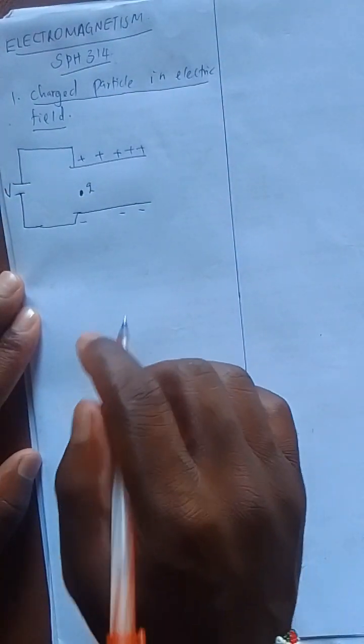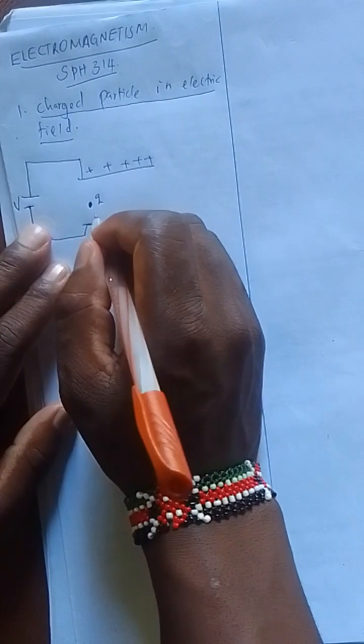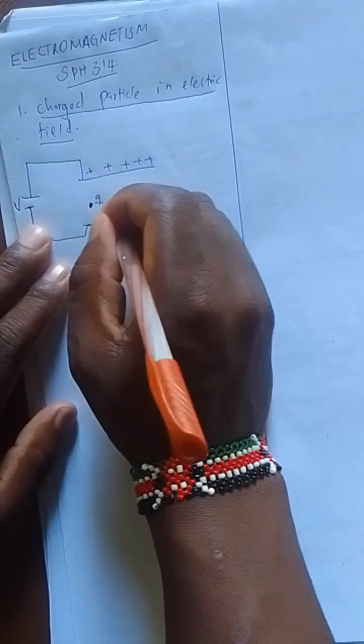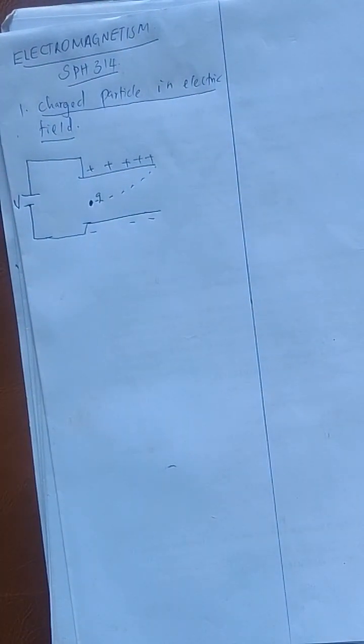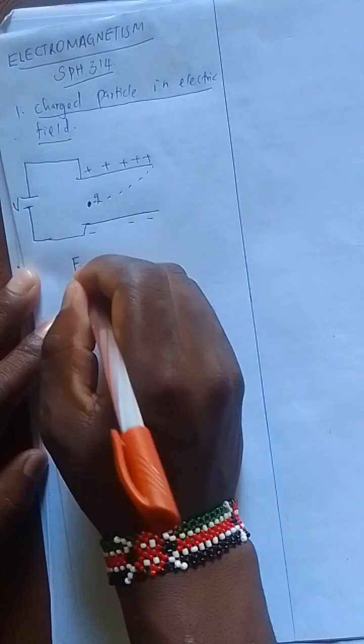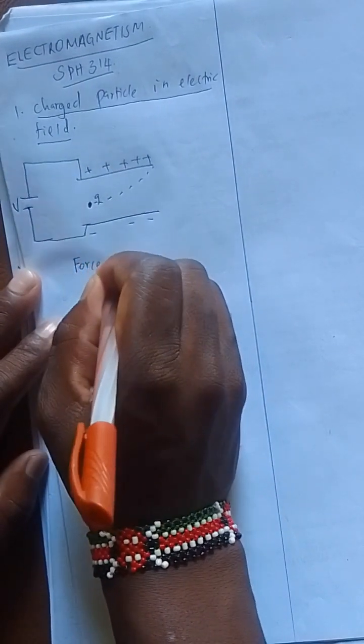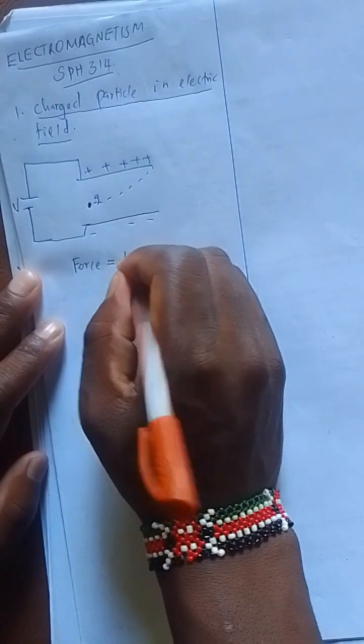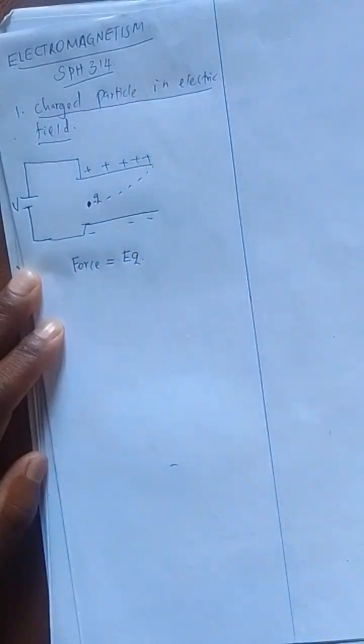Now, this charge, when it is released at this point, will tend to accelerate towards the positive plate. We'll see our charge moving towards the positive plate. Now, our charge has a negative charge. It's negatively charged, and therefore it will tend to move to the positive plate. Now, our charge will move under an electric force, that is the force due to the electric field, which is given by the electric field times the charge.